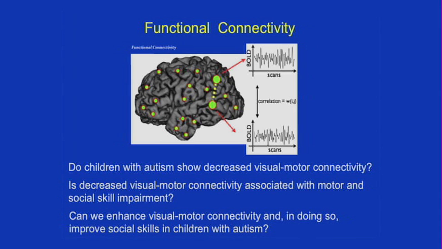So we wanted to use this method in a very hypothesis-driven way to ask the question: do children with autism show decreased visual motor connectivity? Is decreased visual motor connectivity associated with motor and social skill impairment? And can we enhance visual motor connectivity and, in doing so, improve social skills in autism? I'm going to talk about the first two questions, and the third question is something we have to move to in the future. I'm a South Park fan.